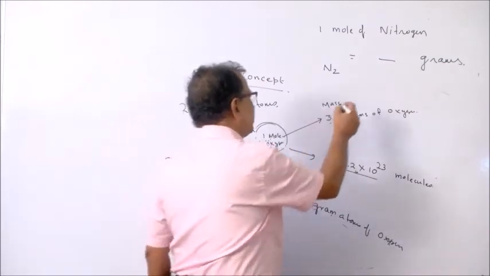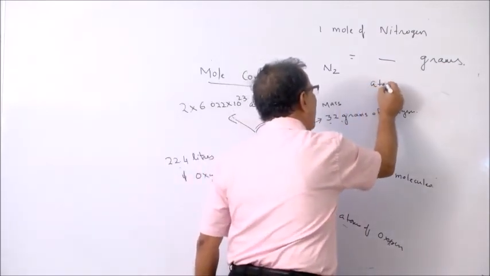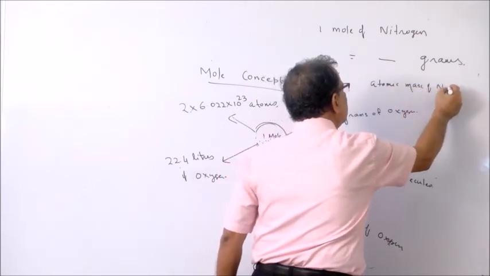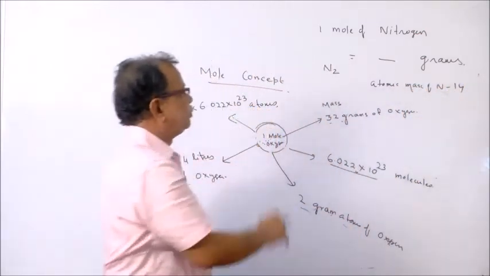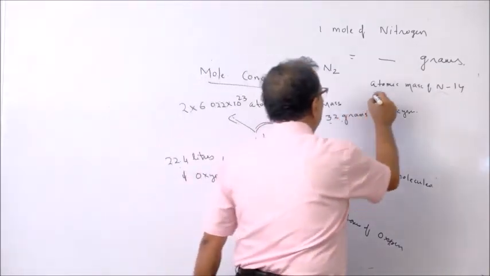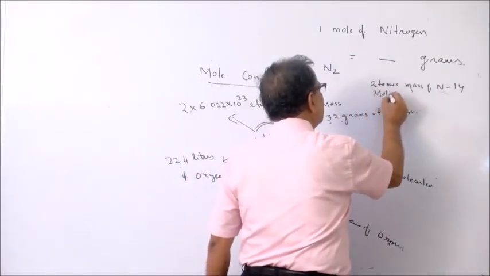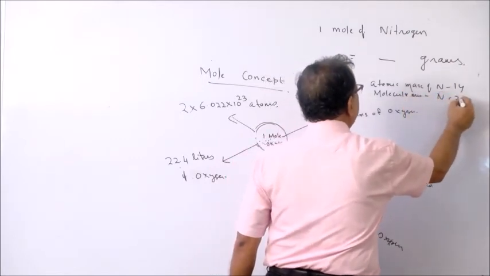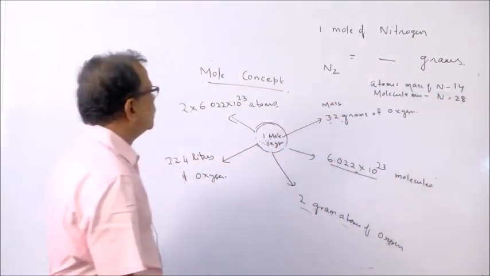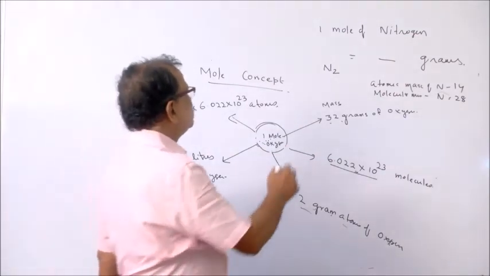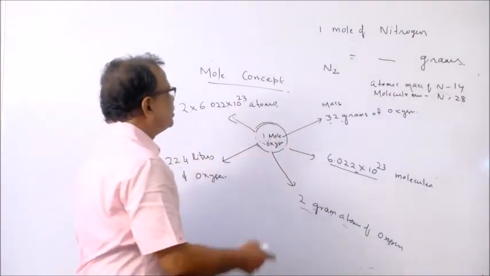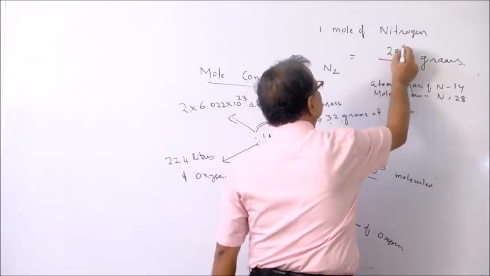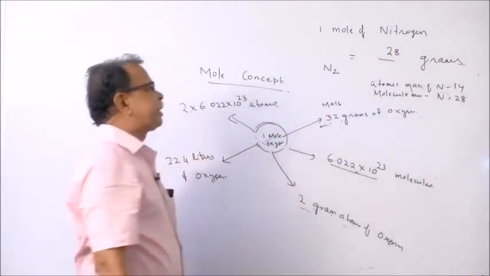Nitrogen: the atomic mass of nitrogen is 14. So the molecular mass of nitrogen, N2, is 28. That means 1 mole of nitrogen, how many grams? You simply answer that: 28 grams.